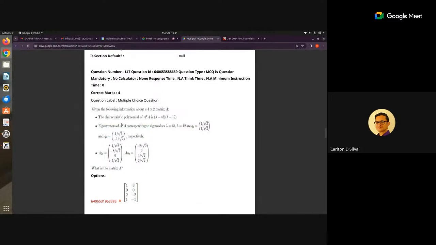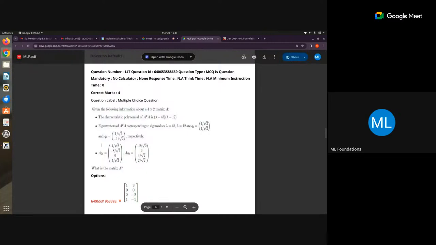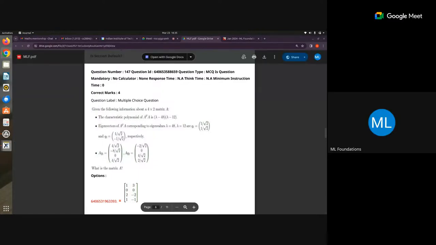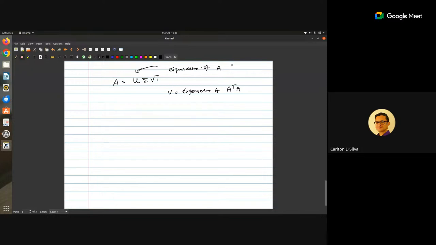Sir, is it not the other way around? U and A transpose A, are they the eigenvectors of what? Matrix U or? I thought it was given for A transpose A. I also get confused a lot of times. I think U is A transpose A. The way I remember it is A transpose A. I generally forget this transpose sign. I'll just check once.